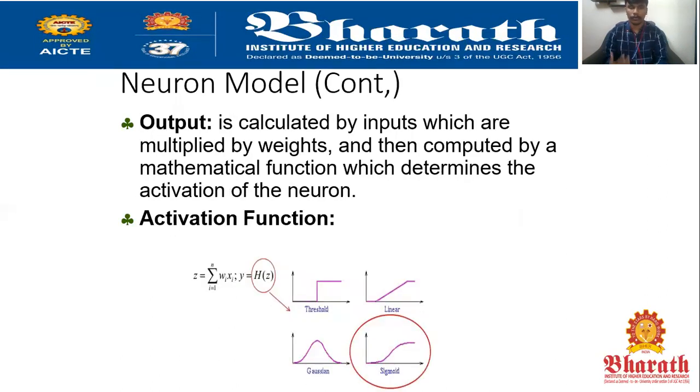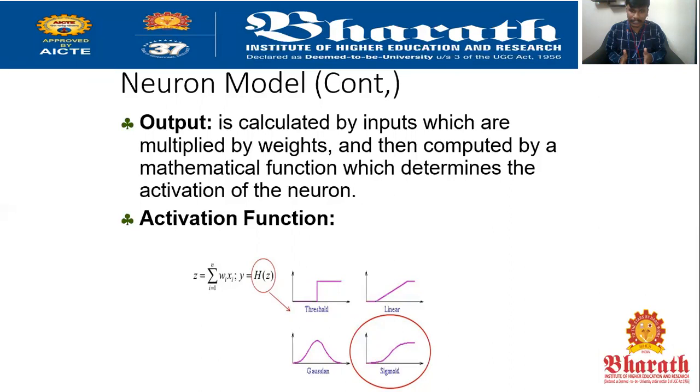And the output which is produced by the neurons is calculated from the inputs which are multiplied or processed or analyzed by the weights, and it will be computed by some mathematical functional derivations, which will determine the activation of neurons to be processed. So this is known as output: it will be calculated by input, multiplied by the hidden layer called weights, processed by some mathematical formulas, and produced as the output to determine the activation of another neuron. This is known as output.